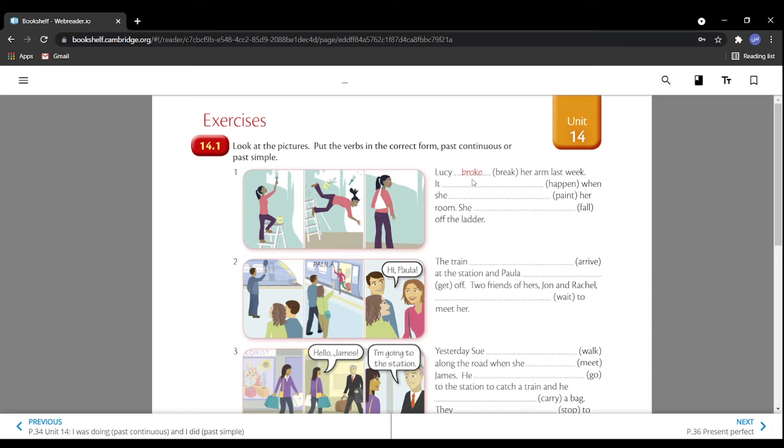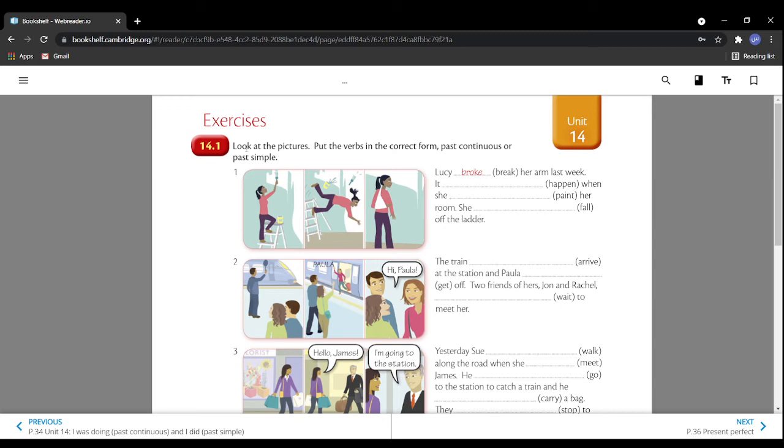So Lucy broke her arm last week. انكسرت يدها مسكينة last week. Okay. متى حدثت؟ تقول it happened. صح؟ حدث في راح. It happened when she وش يجي هنا يا شباب؟ صار الشيء هذا يوم انها ايش؟ كانت ايش تسوي؟ Yes. She was painting her room. She was painting her room. She fell off the ladder. طاحت. ممكن تنوس على طول طاحت.